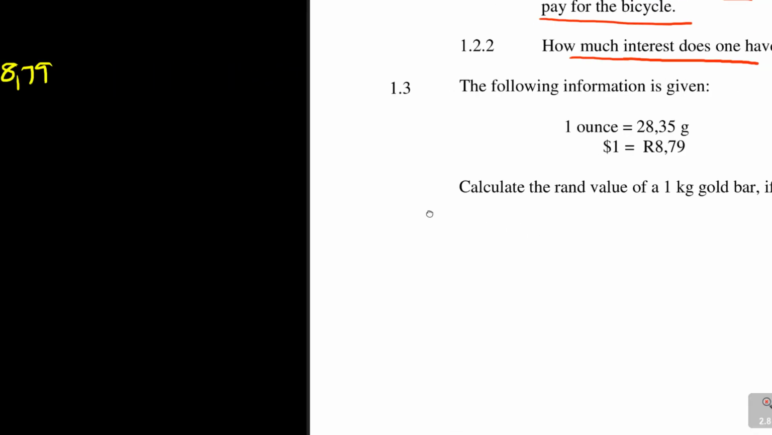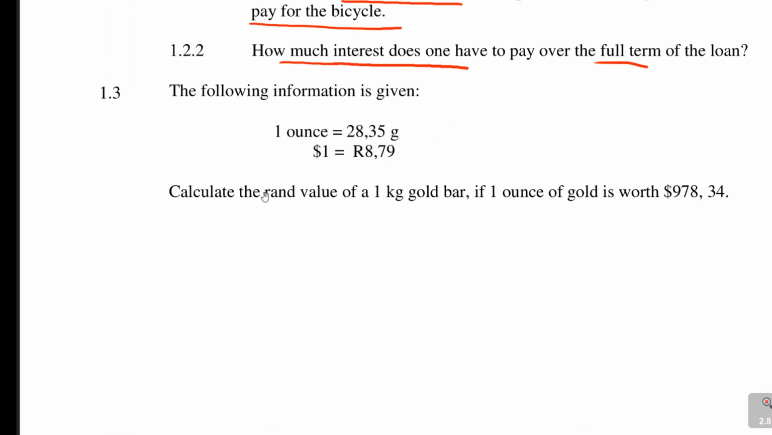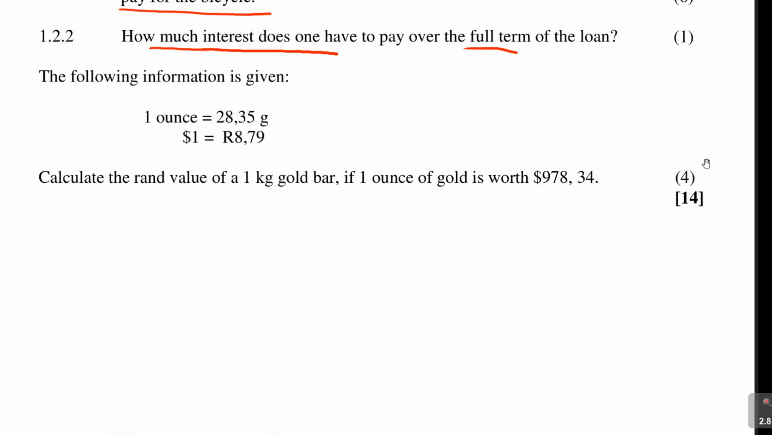at what stage. First of all, it says you are given this information, calculate the rand value. Look, they gave it 4 marks. Surely it must mean a few steps. All right, it says calculate the rand value of 1 kilogram. First of all, we look at it. Okay, we're interested in the rand value. There is 1 kilogram, which is the first part, and an ounce of gold. They gave you an ounce of gold, and that is worth this amount. So they're talking about 1 kilogram.